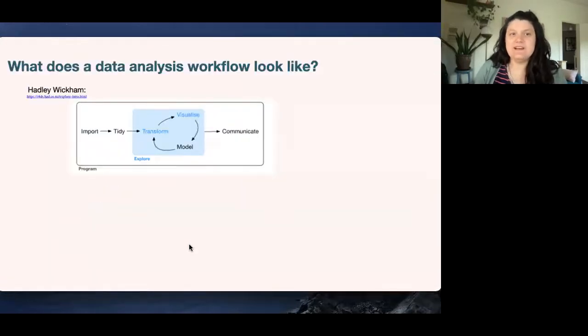So what does a data analysis workflow really look like? There are a few different ways to schematically understand that historically. Hadley Wickham of R fame famously illustrates this workflow where you import the data, you tidy it, then you go through this section of transforming, visualizing, modeling, and then you communicate it.